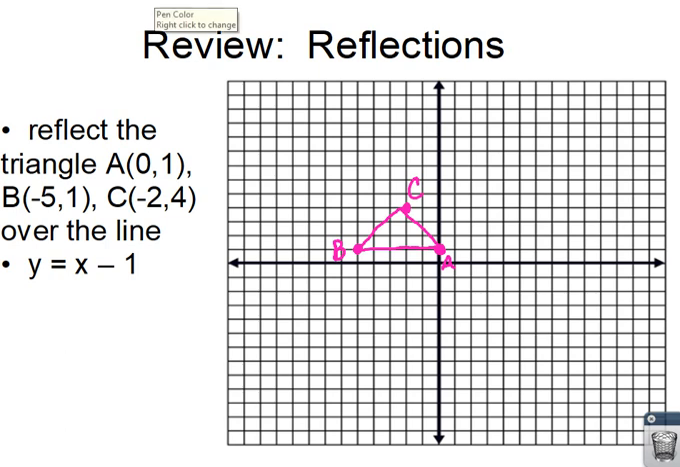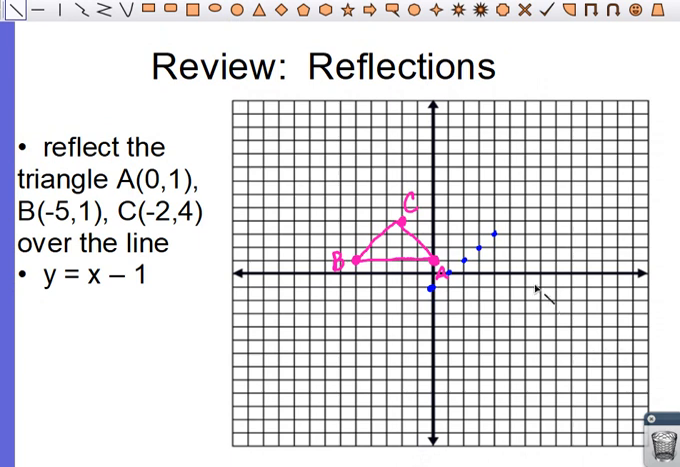We are gonna reflect it over the line y equals x minus 1. So you have to graph this line first. And to graph this line, you have to start at -1, so we go down 1. And then the slope is 1, so you go up 1 over 1 like this. There's your line. So let me draw that line. This is our flip line.